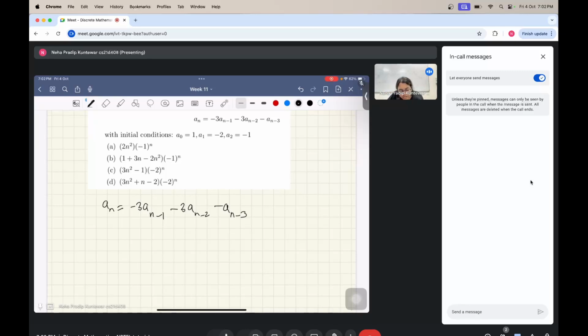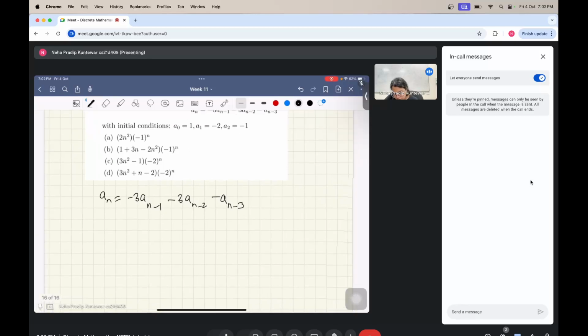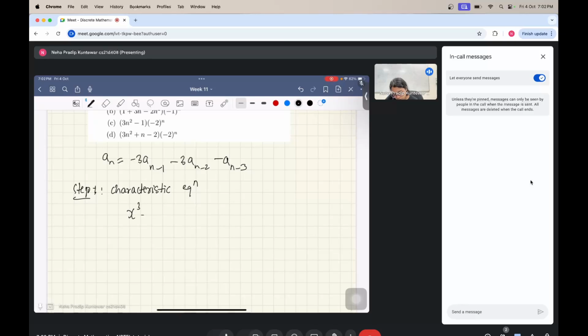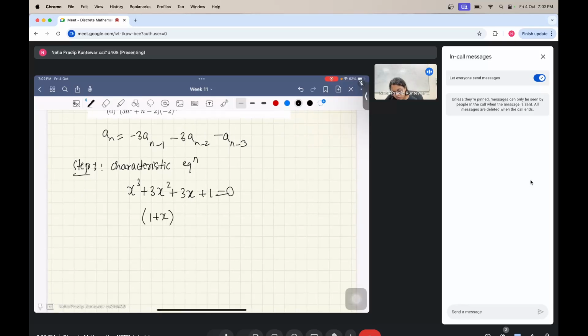Okay, so let's start with step 1, which is to get the characteristic equation. So that is x cube plus 3x square plus 3x plus 1 is equal to 0. And now I want to find the roots of this cubic, degree 3 equation, and this is same as (1 plus x) whole cube is equal to 0. Therefore the roots of this are minus 1, minus 1, minus 1.